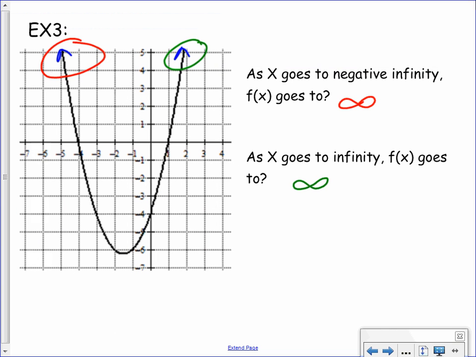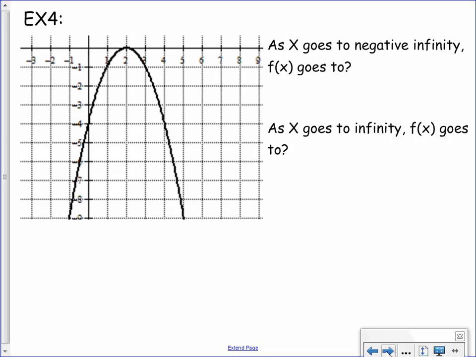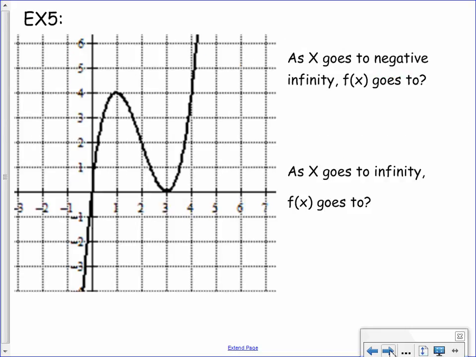Okay. Here we go. Ready? Negative and negative. Very good. Negative infinity, because they're both pointing down. Notice for an even graph, they'll both point the same way, so the end behavior should be the same. If it's an odd graph, they'll point opposites. Okay. On the left, and on the right?